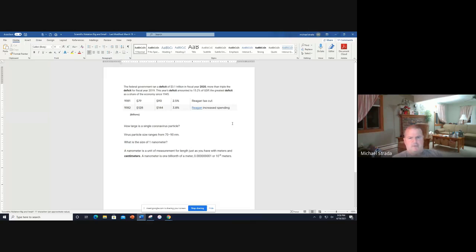So the federal government ran a deficit of 3.1 trillion in fiscal year 2020, more than triple the deficit for the fiscal year 2019. This year's deficit amounted to 15.2% of GDP, the greatest deficit as a share of the economy since 1945. All right, so this is in billions. In 1981, all right, this was Reagan, 79 billion, 128 billion in his years. All right, compared to 3.1 trillion.